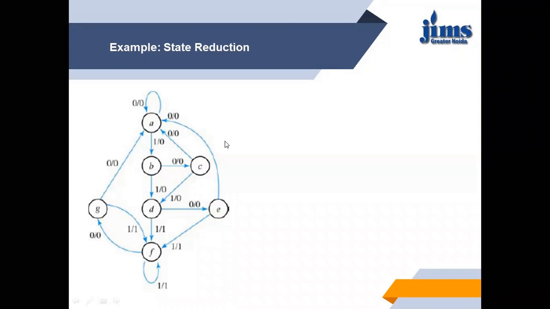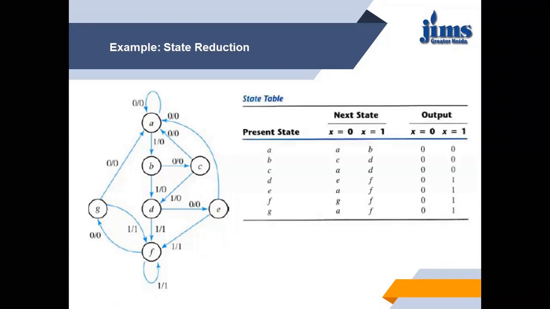With the help of this state diagram, we can derive the state table. In the state table, we have all present states A to G. As there is only a single input, the two combinations of the input will be 0 and 1. And we have next states and outputs for input 0 and input 1. I have denoted X as the input.